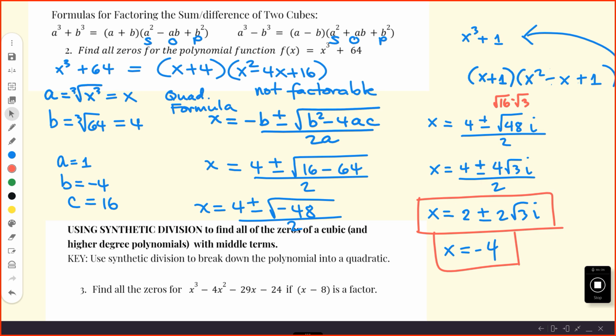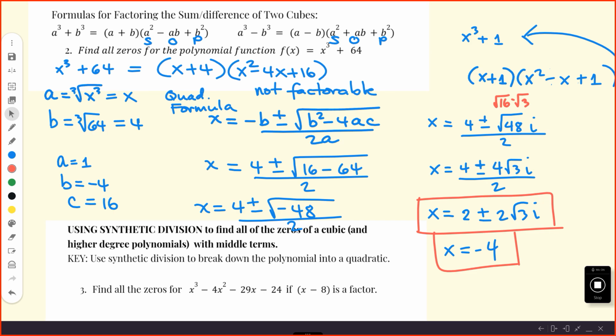Like if x equals 2 plus or minus 2 square root 3i, wouldn't that be 3 terms? No. Wouldn't that be 3 zeros instead of 2? Because you have 2 different terms. Oh, okay. It's just considered as 2 zeros, not 3.